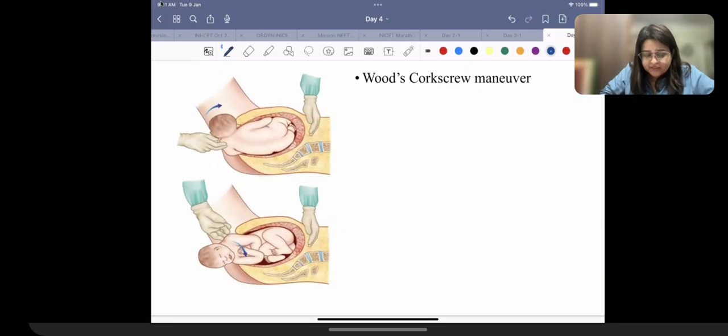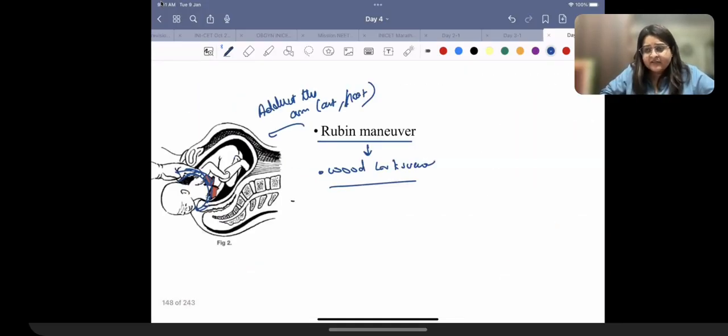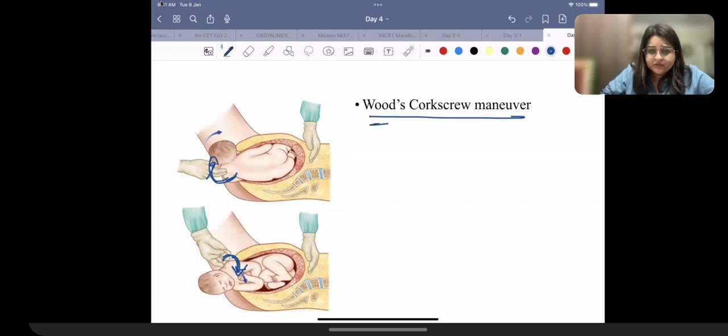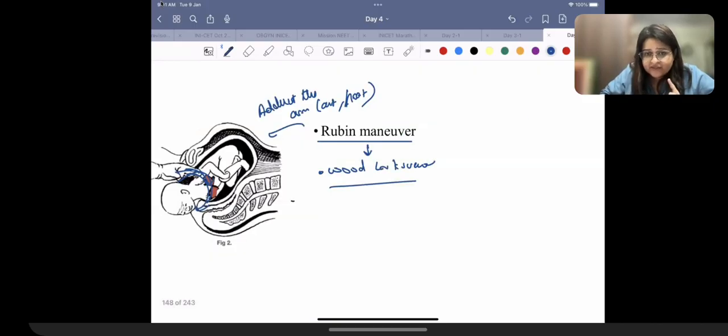In this picture it is shown from the posterior, but you can do it from the anterior also. So you can do it either like this from the anterior, go and move it 180 degrees, or you go from the posterior shoulder and try to rotate the baby by 180 degrees. Both are fine. So if Rubin fails, what do you do? You continue moving the baby by 180 degrees. And that is called the Wood's corkscrew maneuver. And many times this will release the stuck shoulder. Okay, so these are the rotational maneuvers.